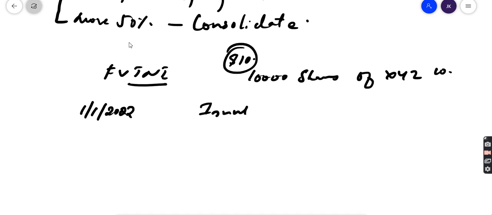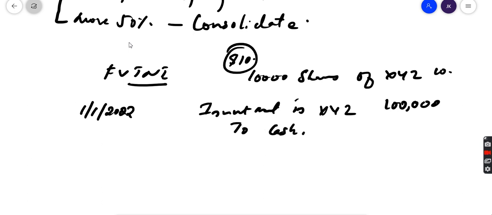What's our entry? Investment in XYZ, 100,000, because 10,000 times 10 is 100,000, to cash. This is the entry that you pass to cash, 100,000. All right, so this is the first entry.